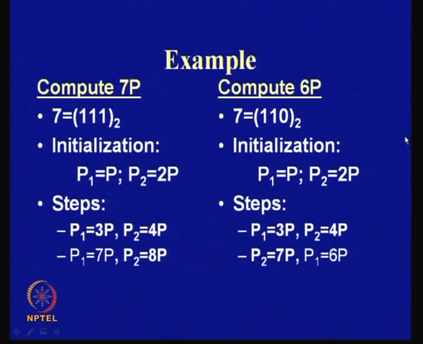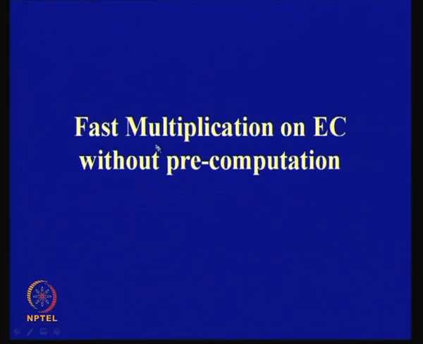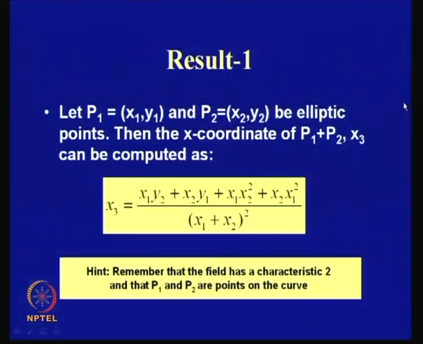Now, why essentially is this efficient? That is an important question. Why essentially do we do it in this fashion? That brings us to the topic of fast multiplication on elliptic curves without pre-computation. That is, I am not having any pre-computed values and still I am accelerating the computation of lambda p, or k into p.